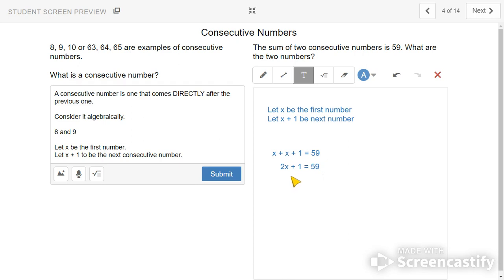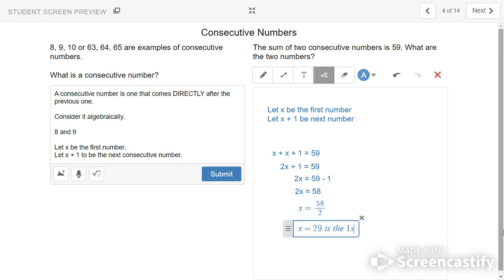And we're going to start rearranging. 2x is equal to 59 minus 1. 2x is equal to 58. Now I'm going to divide 58 by 2, and x is equal to 29. 29 is the first number.